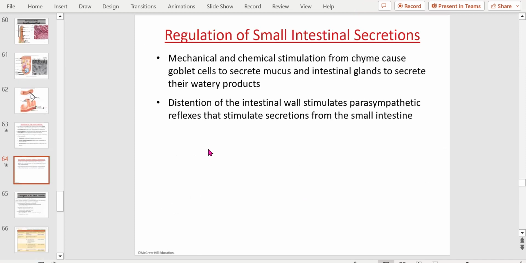Regulation of the small intestine secretions: mechanical and chemical stimulations from chyme cause goblet cells to secrete mucus and intestinal glands to secrete their watery products. Distension of the intestinal wall stimulates parasympathetic reflexes that further stimulate secretions from the small intestine.